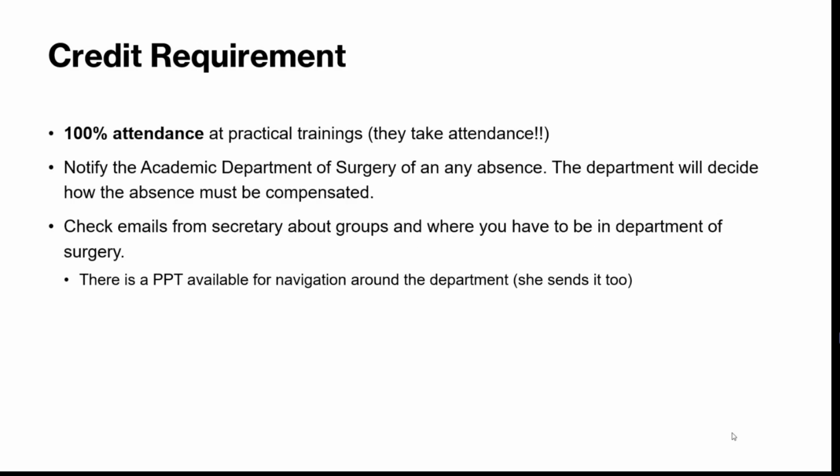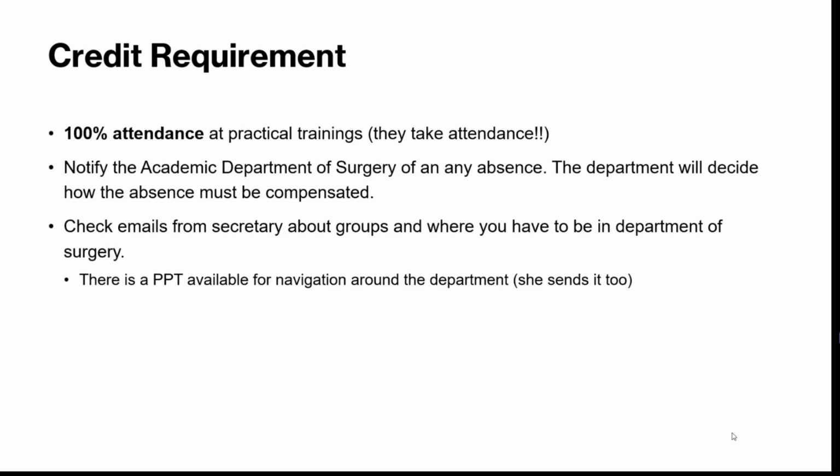So first and foremost, essentials of surgery one. The whole subject is divided into two parts. One is in the summer semester of third year, and the other is in the winter semester of fourth year, and that's when you'll have the finals. As for the summer semester, the credit requirement is 100% attendance at the practical trainings, and it is important to attend because they do take attendance at the beginning of every practical.